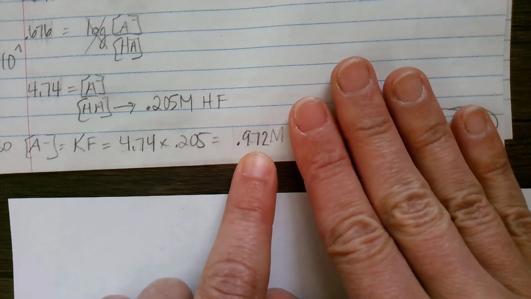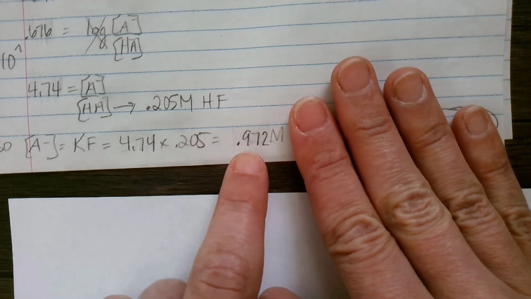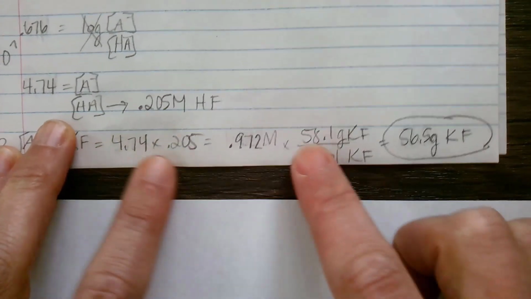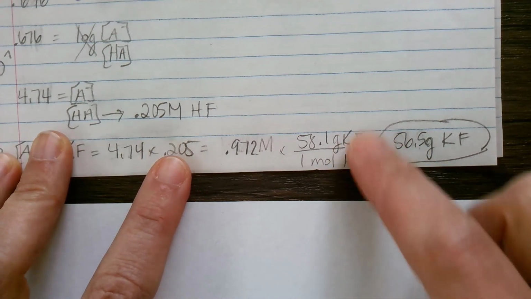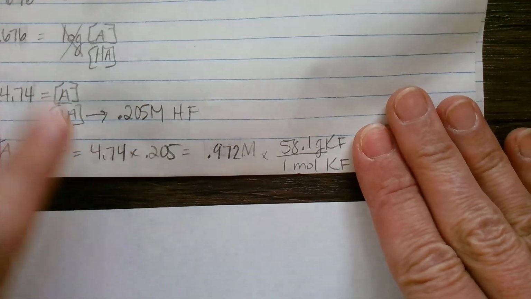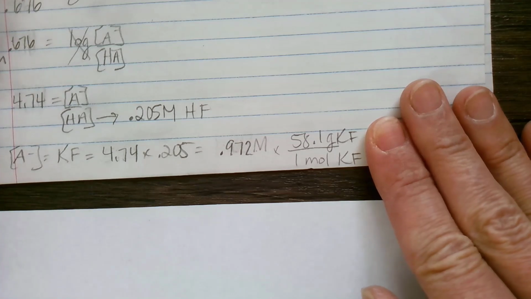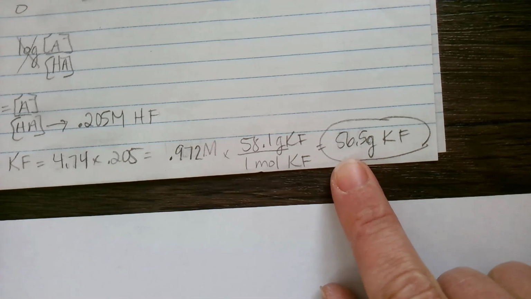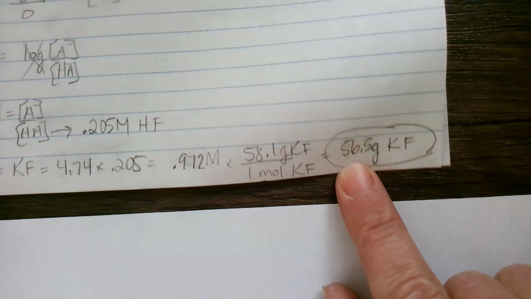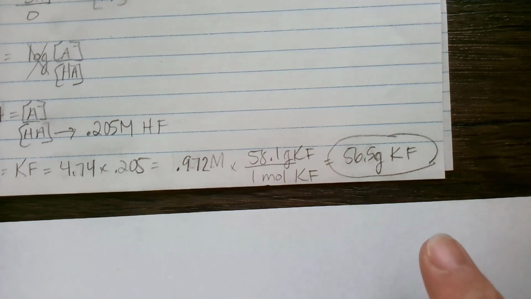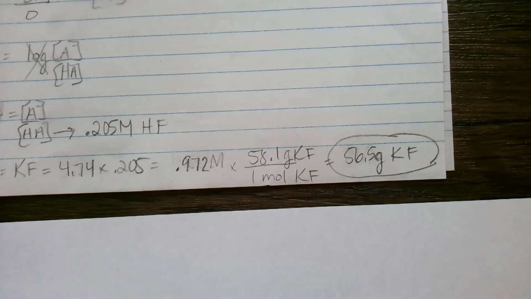It wants grams. How many grams of potassium fluoride should be added? Now, if I know moles, moles to grams is just one more little step. So I found the molar mass of KF is 58.1. That would give me 56.5 grams of potassium fluoride that would need to be added to 1 liter of the hydrofluoric acid to make a buffer with a pH of 3.816.